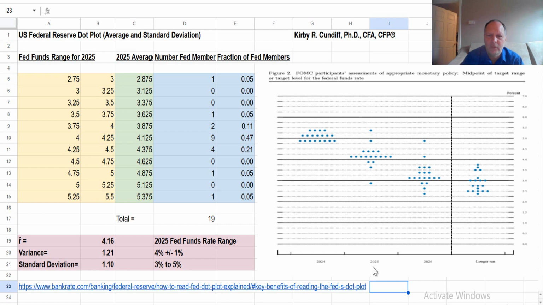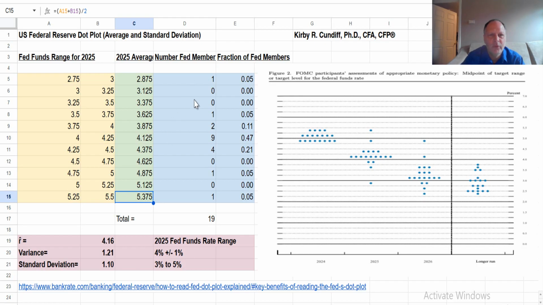So if we take the data here for the end of 2025 and we put it in numerical terms, first we have one official that believes interest rates will be between 2.75 and 3. For our calculations, we will take the average of that, or the average of A5 plus B5 over 2, which is 2.875, and we will do this for all of our Fed officials. The biggest grouping here is 9, who believe interest rates will be between 4 and 4.25 for an average of 4.125, and then all the way up here at the end, we have one official believing interest rates will be between 5.25 and 5.5%, for an average of 5.375.